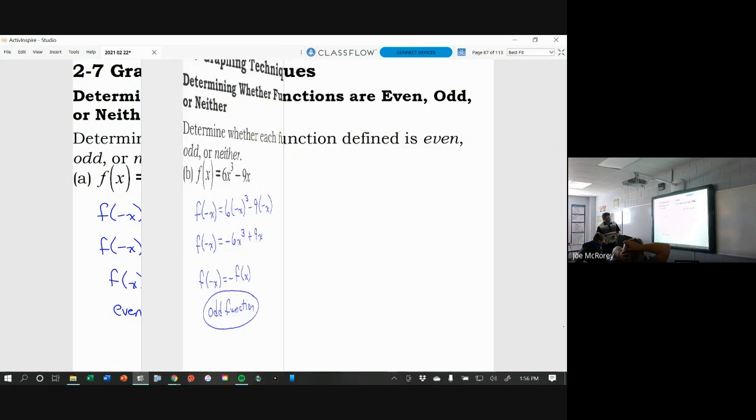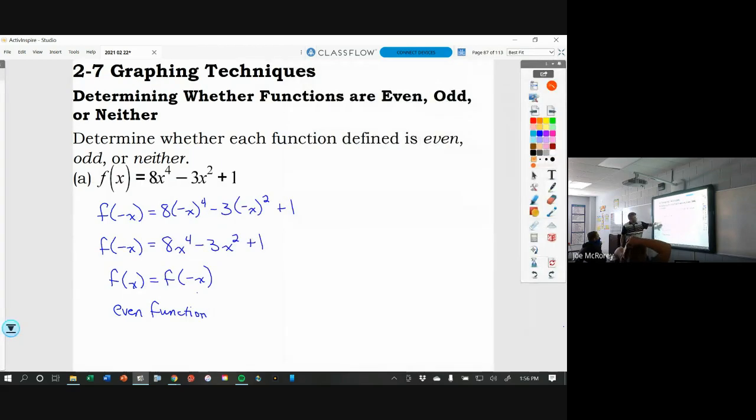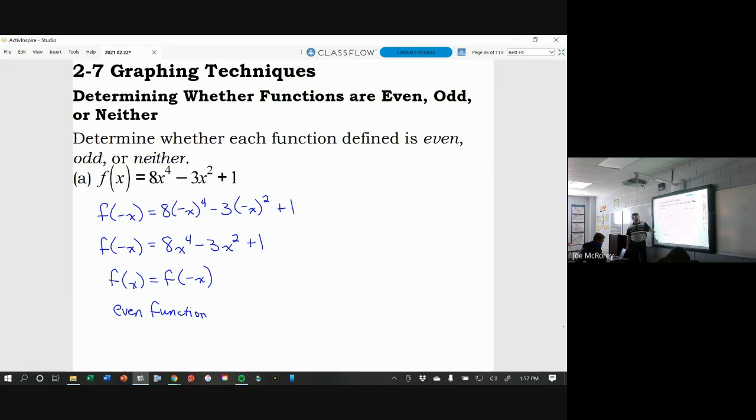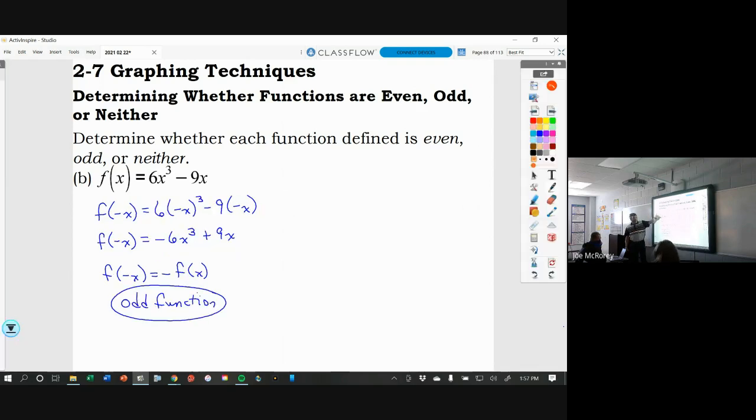So again, we're going back a slide. If f of x and f of negative x are equal, then it's even. But if f of negative x is equal to the opposite of f of x, then it's odd. So the signs are all opposite, every one of them, then it's odd. What if one of them's just different?